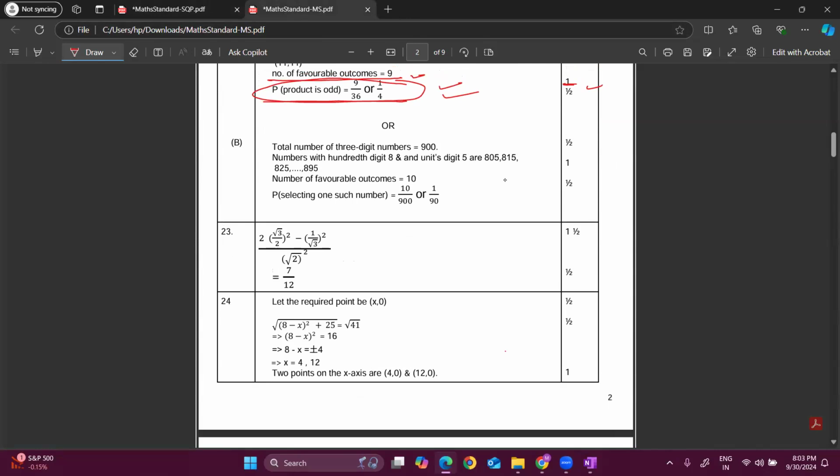Okay. Yes, ma'am. See, the total number of 3-digit numbers is 900. So numbers with hundreds digit 8, it will start with 8 only. And unit place digit will be 5: 5, 15, 95. So number of favorable outcomes will be 10. So favorable probability will be 10 by 900. Clear?